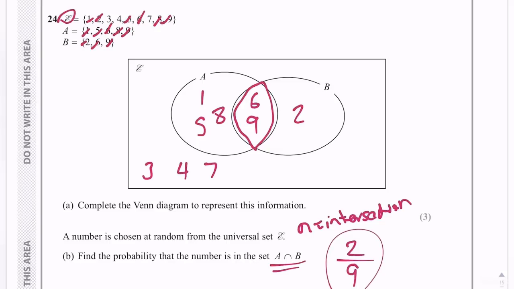Just remember, you could have been asked the other way, you could have been asked for the probability with a ∪, and that means the union, and that's everything within the circles, so everything in A and B, and there are 1, 2, 3, 4, 5, 6 in there, so that could have been 6 out of 9.